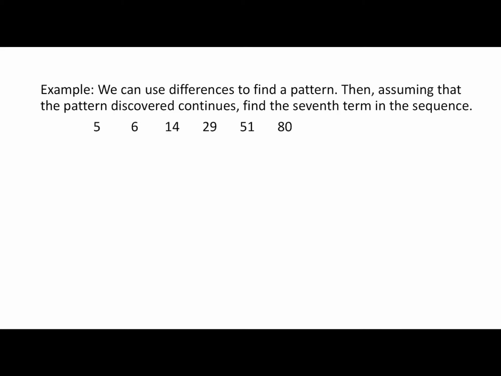So what I'm going to do is subtract successive terms. So 6 minus 5 is 1. That's where this 1 came from. 14 minus 6 gives me 8. 29 minus 14 gives me 15, and so on. So I'm subtracting successive terms to get these. This is called the first difference.